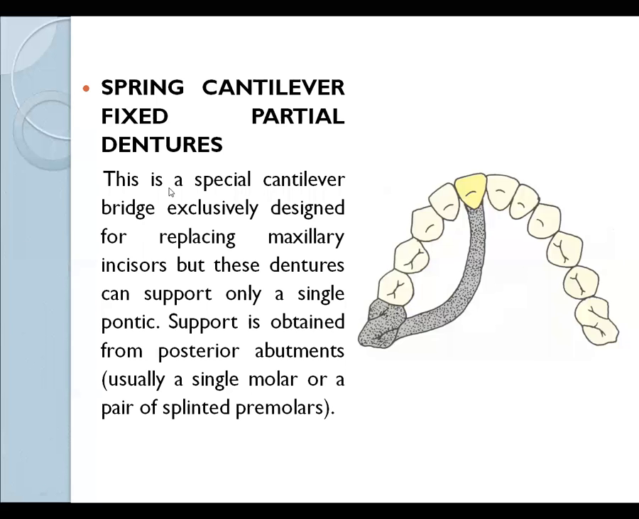Again, I am telling, this is the special cantilever bridge exclusively designed for replacing maxillary incisors. It is a cantilever because it takes support from only one abutment. That's why it is a special cantilever bridge exclusively designed for replacing maxillary incisors. But these dentures can support only a single pontic. You can see the support is obtained from the posterior abutments, usually a single molar or a pair of splinted molars.